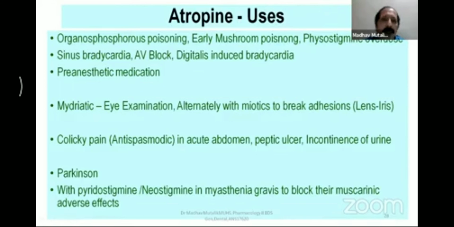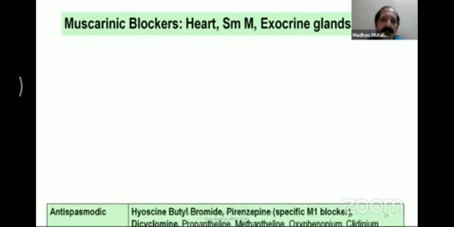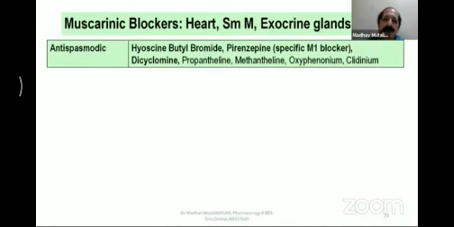To be clear, nowadays, atropine is used for selected conditions because we have better drugs. Atropine is non-selective. It acts on all muscarinic receptors, but we have drugs which act on selective muscarinic receptor sites, and that's why we have the atropine substitutes. Look at the names and you will remember definitely.